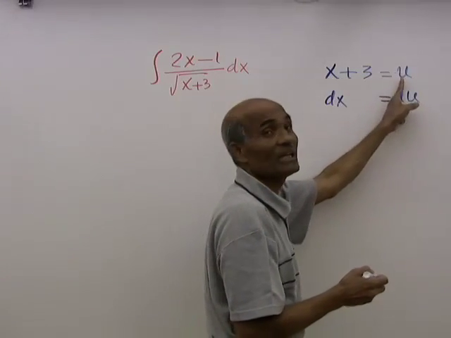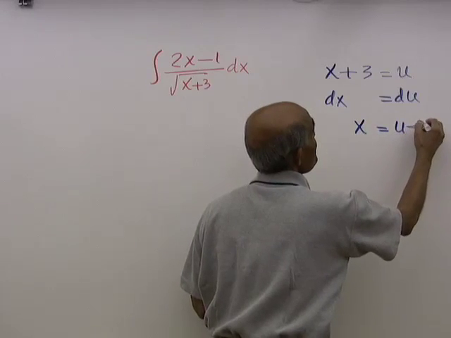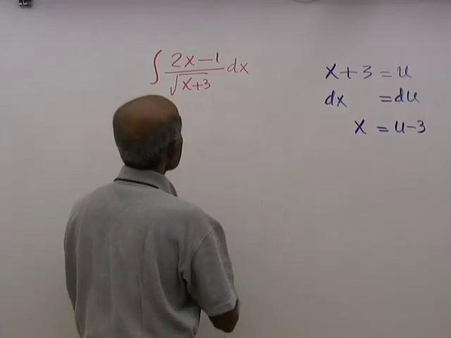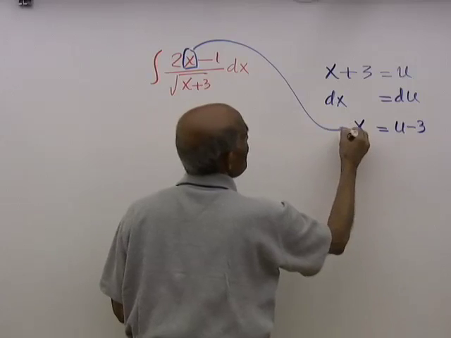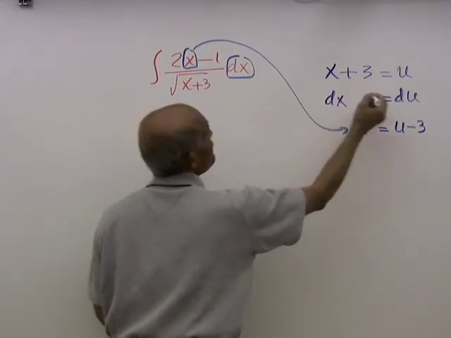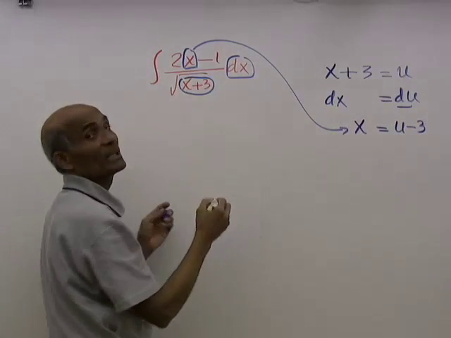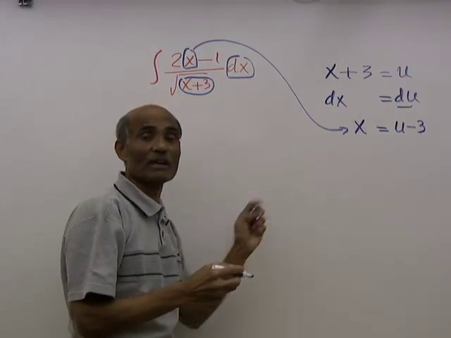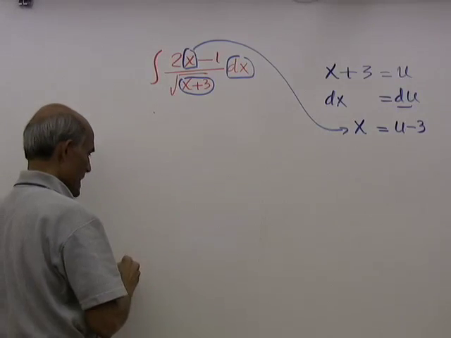If x plus 3 equals u, then x equals u minus 3. So what we need to do is this x needs to be replaced by u minus 3. Our dx will be du and x plus 3 will be u. We've got everything taken care of. Let's bring it all together and write down that integral. How does that become now?